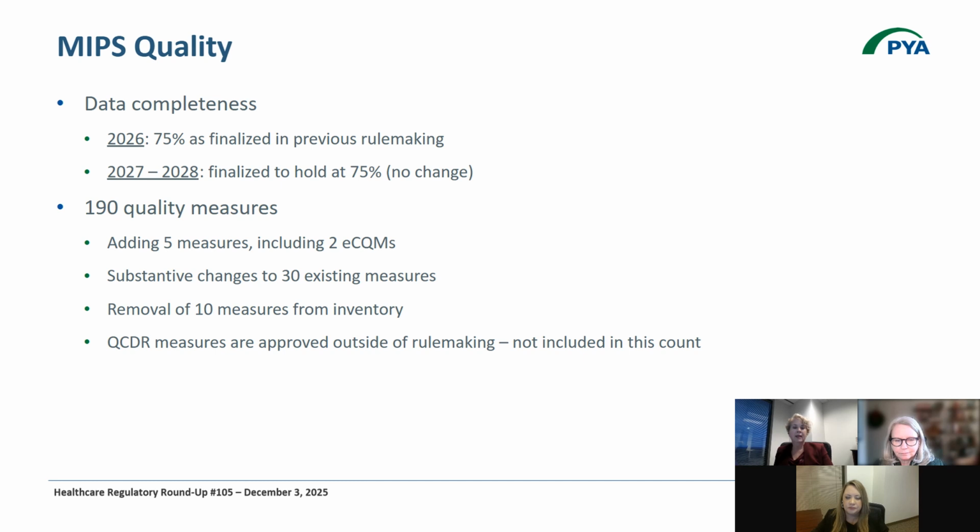They removed 10 measures from the inventory, and there were QCDR measures. They reiterated that those QCDR measures are approved outside of rulemaking, so they are not included in this count. Two areas of note: they did not finalize changes to Q047, which is the advance care plan measure, and Q141, which is the primary open-angle glaucoma reduction of intraocular pressure measure. Those were two that had some material changes proposed that ultimately did not get finalized.